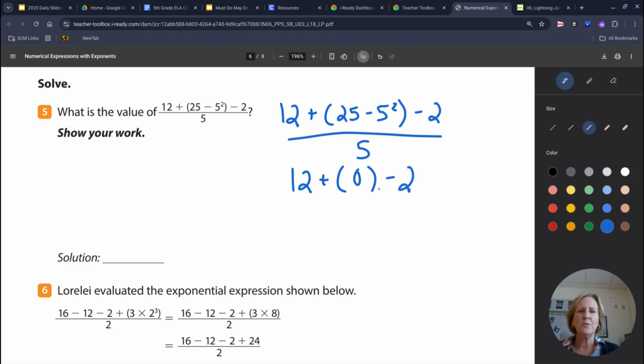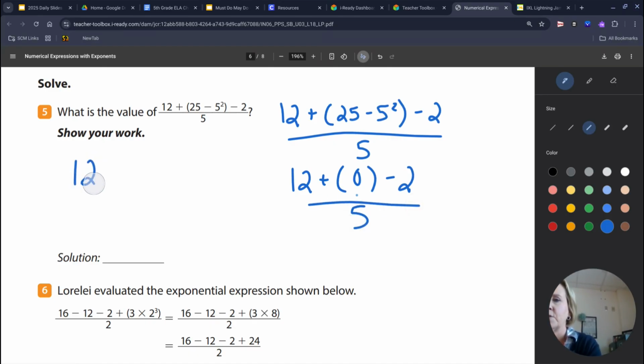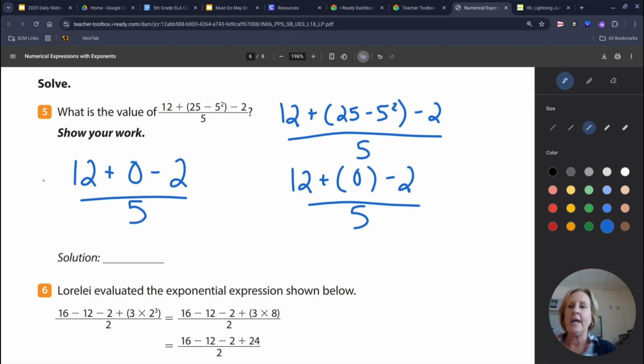Okay, so do I really have to put that there? Probably not, but I'm going to do it. Now, I'm going to rewrite it a little different because of the whole left to right situation. So really what I want it to be is 12 plus 0 minus 2. I don't want to keep the parentheses. I only have addition and subtraction on the top of my line, and then I'm going to solve my numerator, if you will, first, and then I'll divide it by the 5.